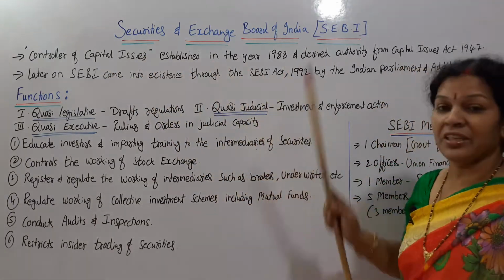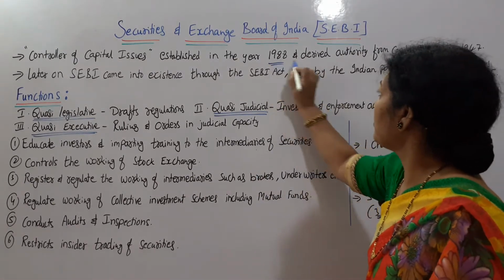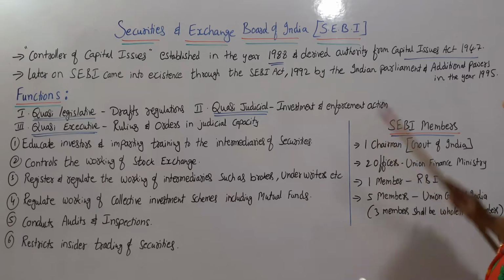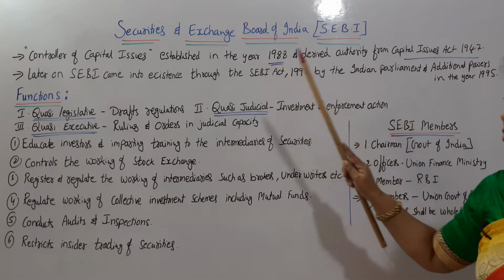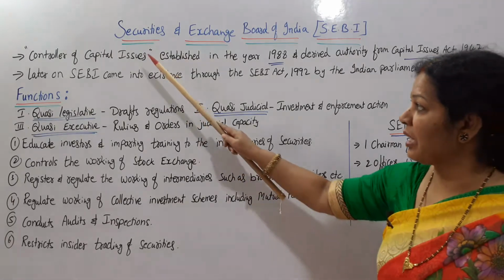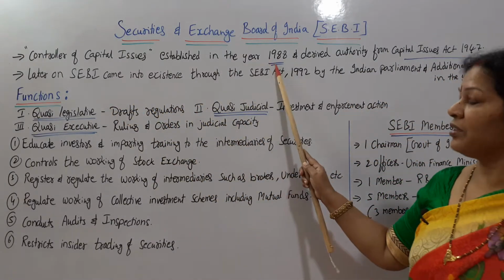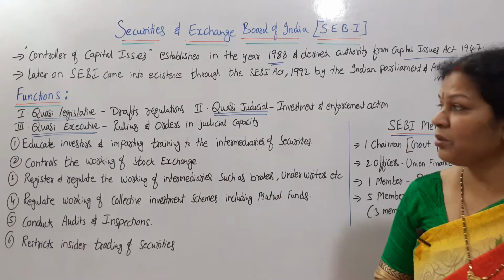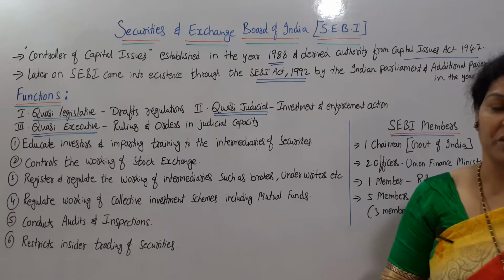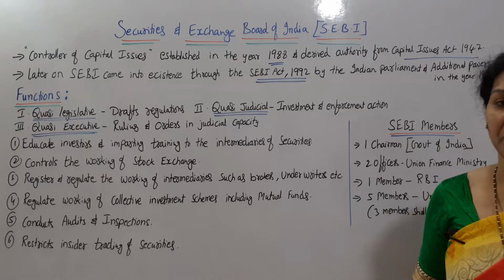This was established in the year 1988. It is derived from the Capital Issues (Control) Act 1947. As per this act, this was established. What was established? Controller of Capital Issues. And at a later stage, later on, SEBI came into existence. SEBI came into existence through the SEBI Act 1992. Please remember this. First, Control of Capital Issues was established in the year of 1988.